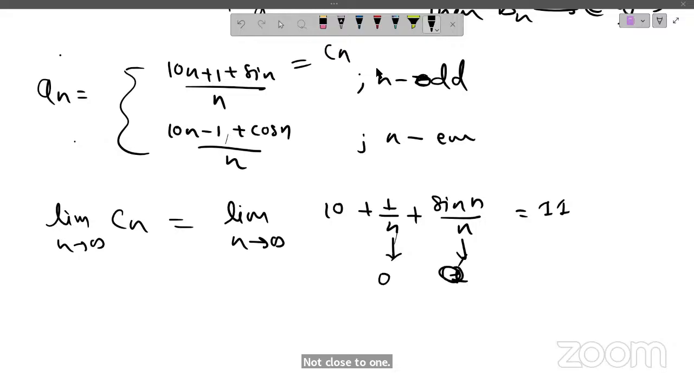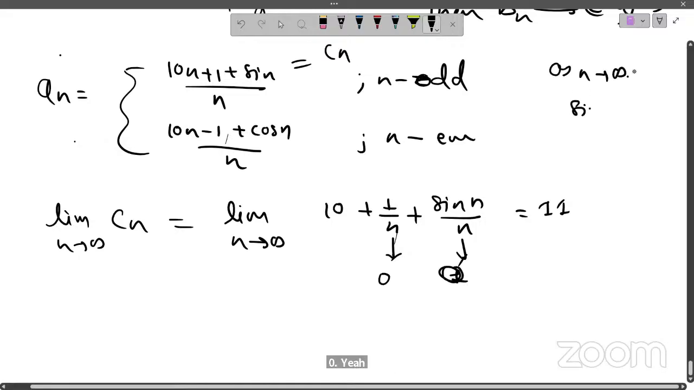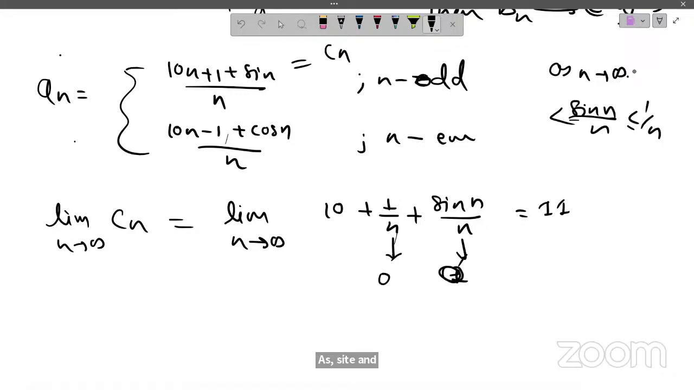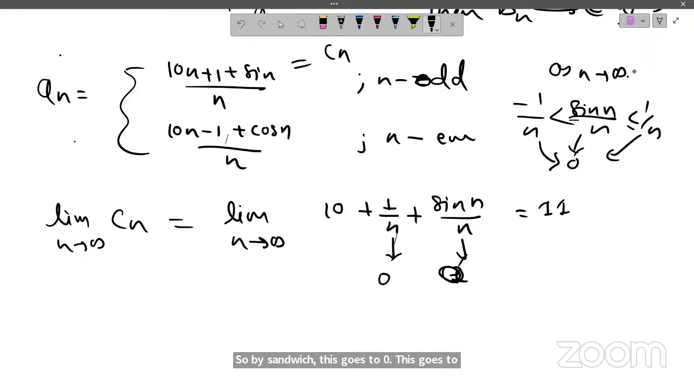Yes, ma'am. As n goes to infinity, sin n is bounded. Actually sin n is bounded by 1 by n and minus 1 by n. So by sandwich theorem, this goes to 0, this goes to 0. So sin n by n should go to 0 as n goes to infinity. Yes, correct. So it is 10.